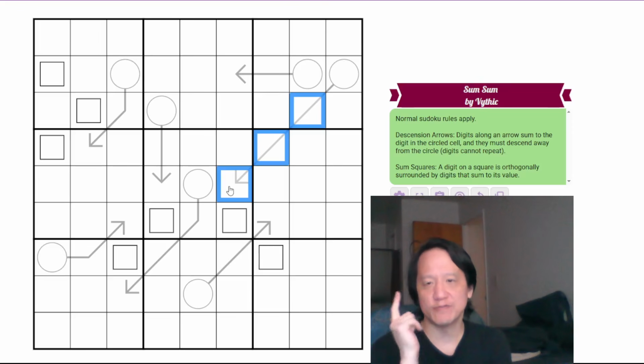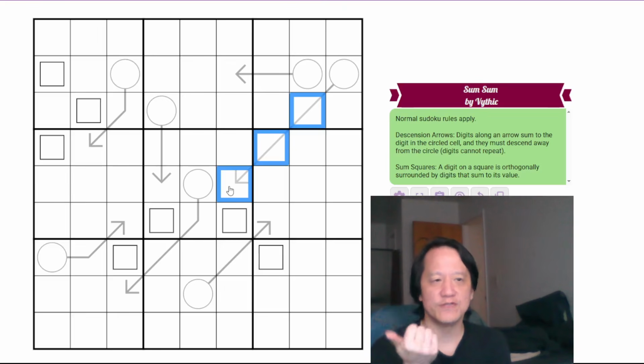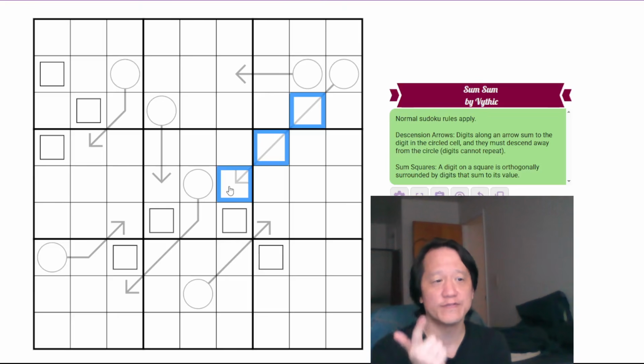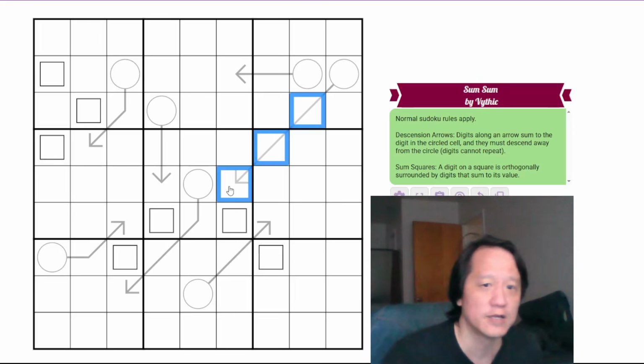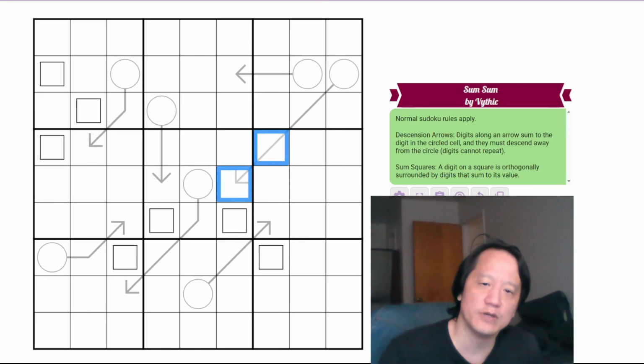7 has 1, 2, and 4, which has 1 and 2, which are 3 or less. 8 can add up with 1, 2, 5, or 1, 3, 4. Again, both of them require 2 digits that are 3 or less. And 9 can be 1, 2, 6, 1, 3, 5, or 2, 3, 4. All of them require 2 digits that are 3 or less. So, for these sets of digits, we know, first of all, that these have to be all blue.